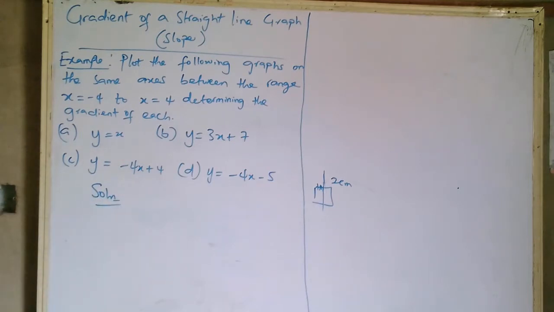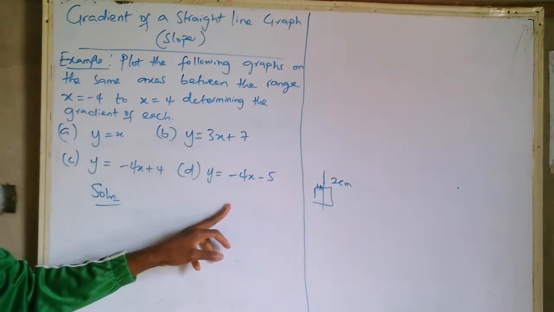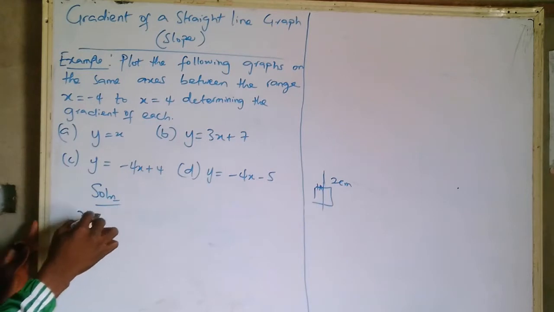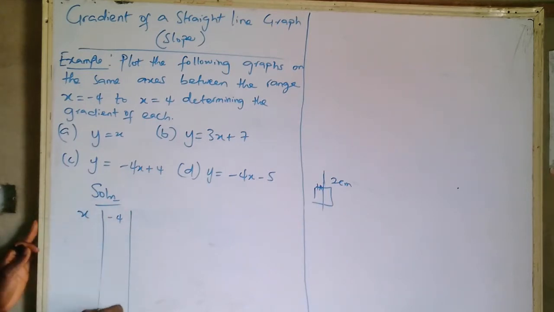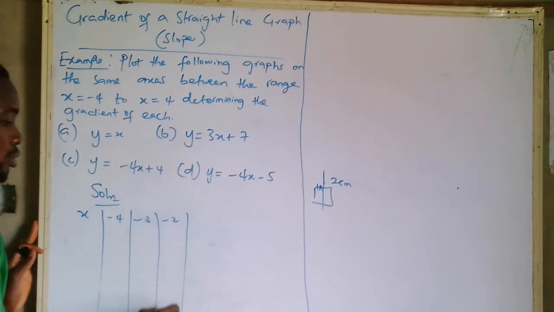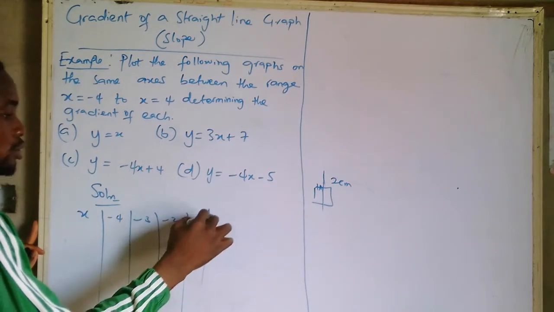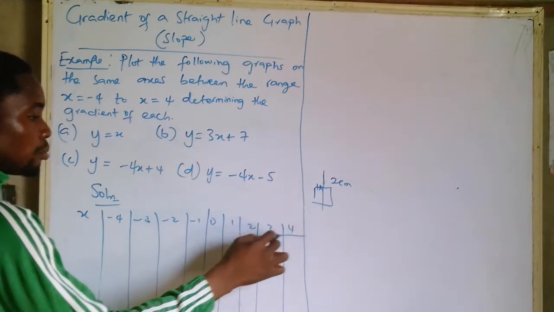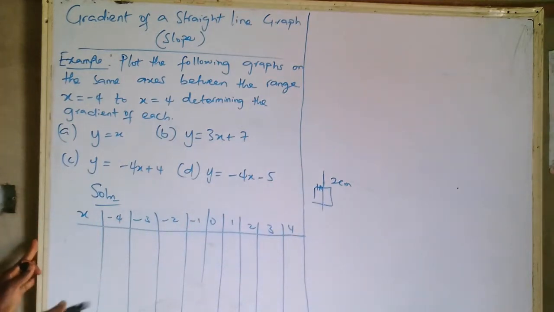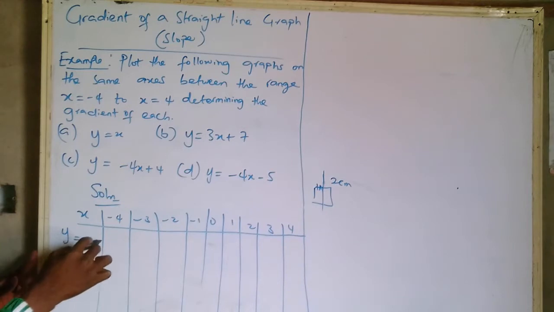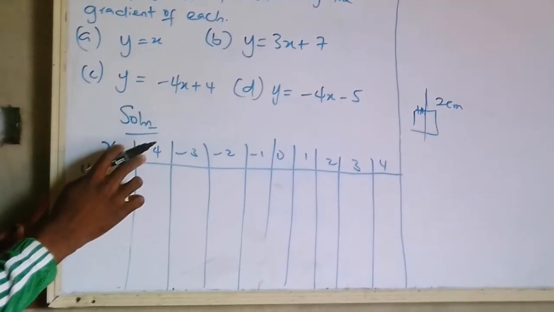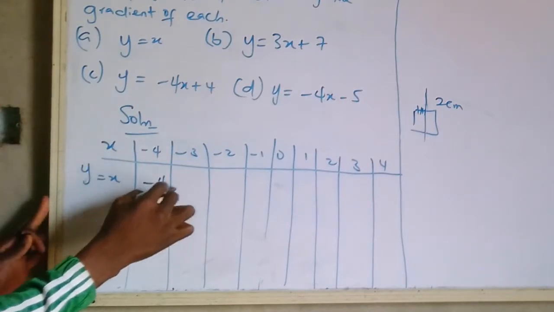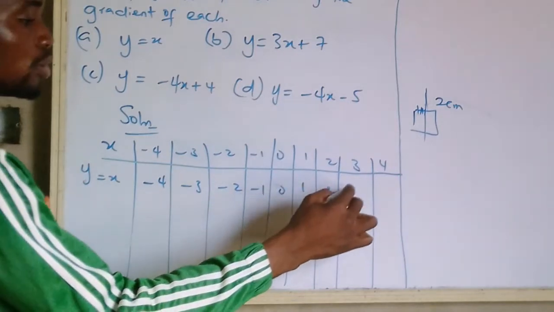The first thing you need to do is to find the table of each of these using x from -4 to 4. And then, what will I have? For this first one, my x is -4, -3, -2, -1, 0, 1, 2, 3, 4. That's my x. Now, for y equals x, it's the same thing as this, so I just write -4, -3, -2, -1, 0, 1, 2, 3, 4.